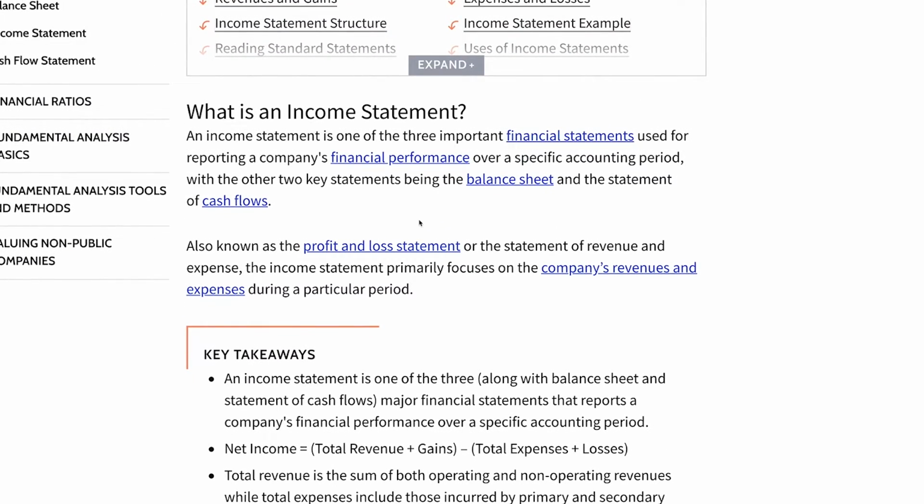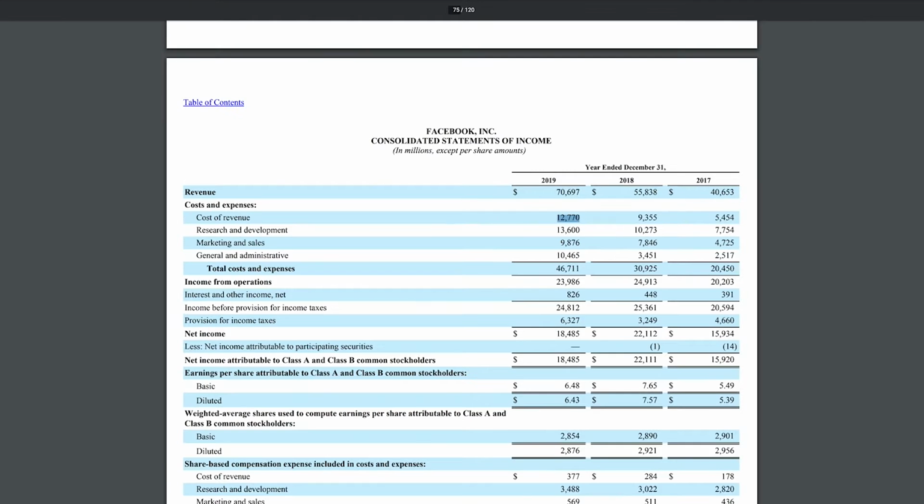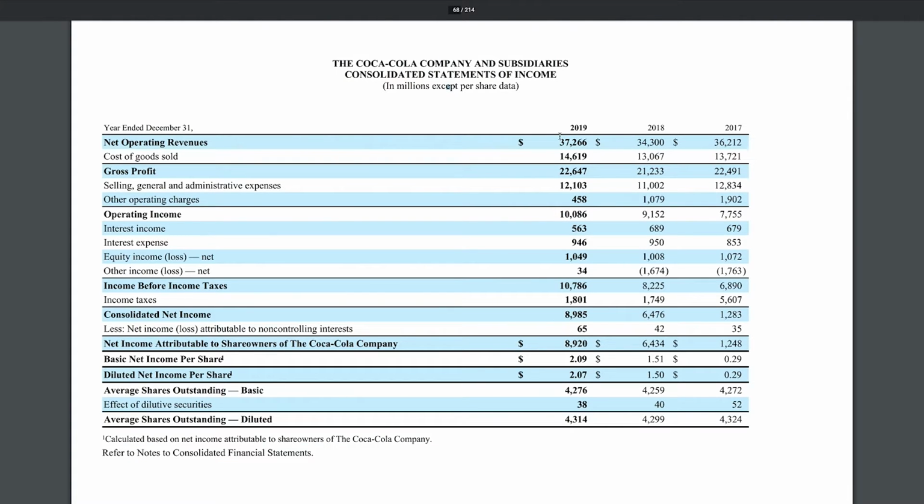And there's a couple of major points that I would highlight here. The first is, what is the purpose of the income statement? What is it showing us? And what it's showing us is a company's financial performance over a specific accounting period. So the examples that we're going to take a look at today for the Coca-Cola company and then also Facebook, these are over an annual period, right? You can see here at the top, it says year ended December 31st. So we're getting a year's worth of financial performance.